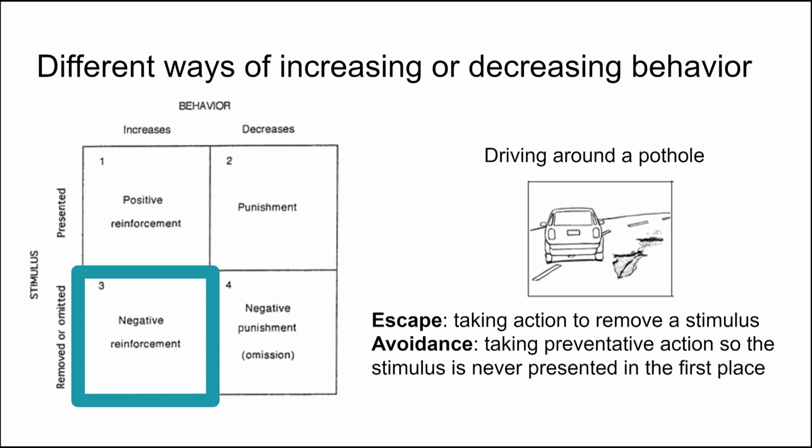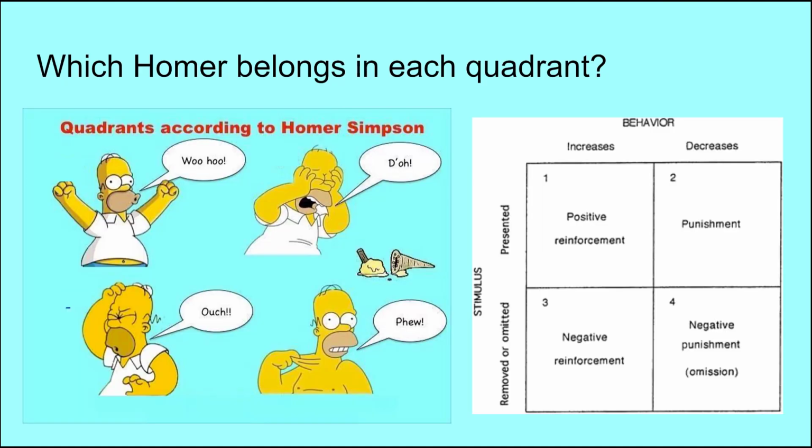There are actually two types of negative reinforcement. Escape is taking action to remove a stimulus. If you drive over a bumpy road, feel a bump, and then slow down for a smoother ride, you're escaping the consequence of putting extra wear and tear on your car. Avoidance is taking preventative action so the stimulus is never presented in the first place. If you're already driving carefully, you might see the pothole and turn your steering wheel before you run over it, so you never feel the bump at all. The consequence is avoided. We'll go over both of these a little more in the next video. For now, which Homer belongs in what quadrant?